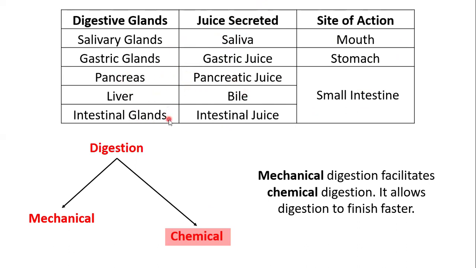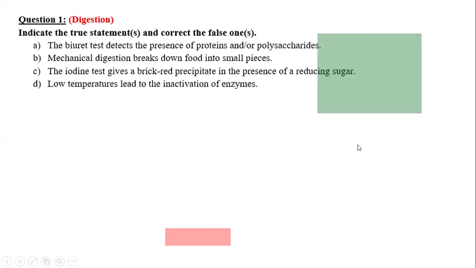The intestinal glands make intestinal juice. These three juices have enzymes in them to do the chemical digestion. It is important to note that chemical digestion happens in the mouth, stomach, and the small intestine. This is a general overview of the digestion topic we covered last year.